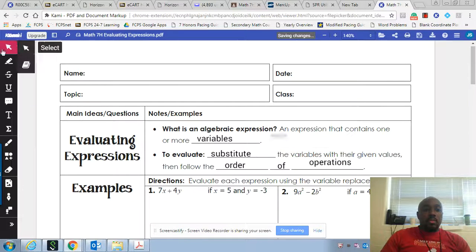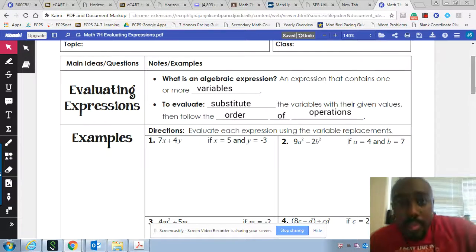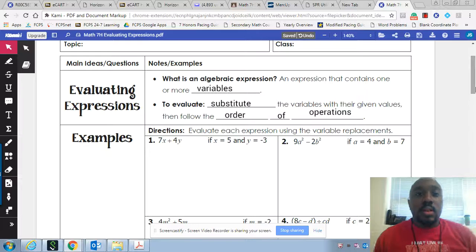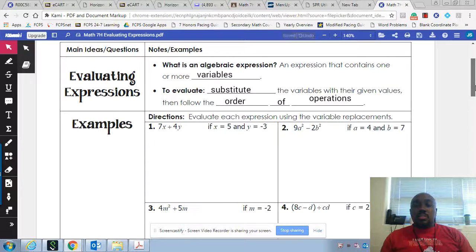Let's recap that really quickly. What is an algebraic expression? An expression that contains one or more variables. And to evaluate, all we need to do is substitute the variables with the given values, then follow the order of operations. Essentially, what it boils down to is we're just doing the order of operations. Nothing that we have not already done, but they're just not starting with a numerical expression. They're starting with the algebraic expression and telling you what the variables are.